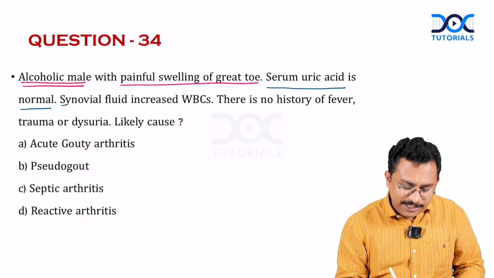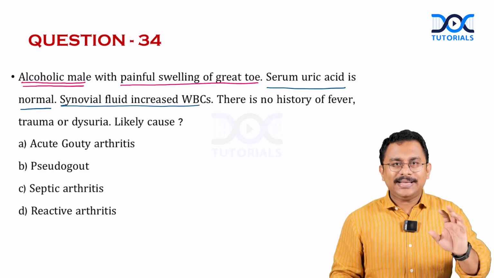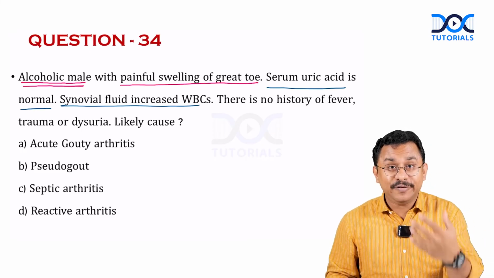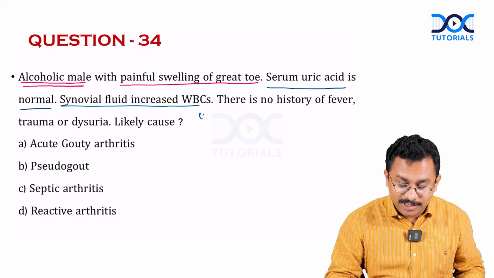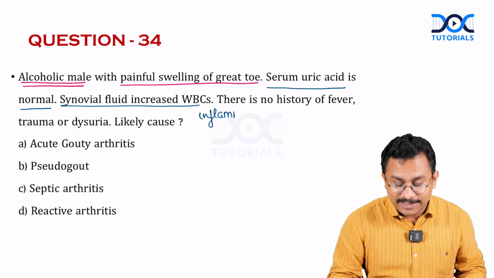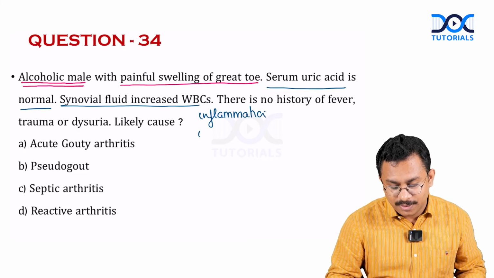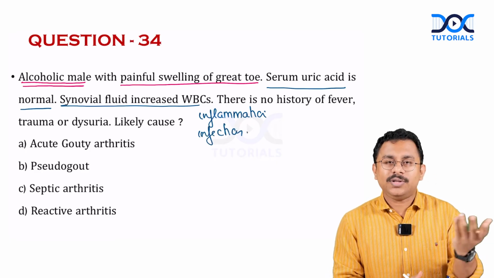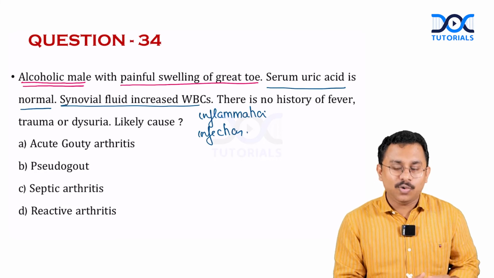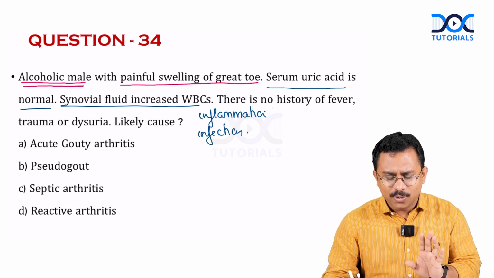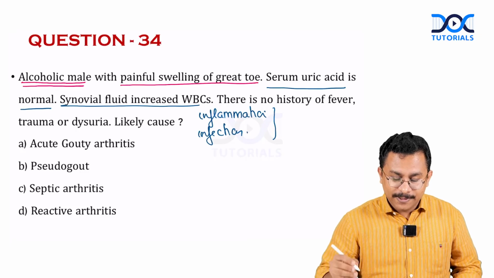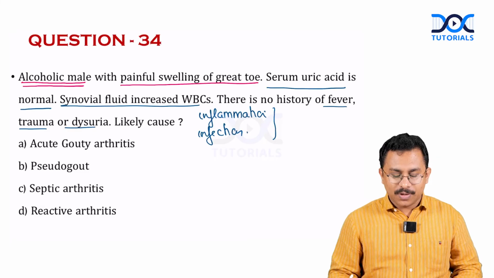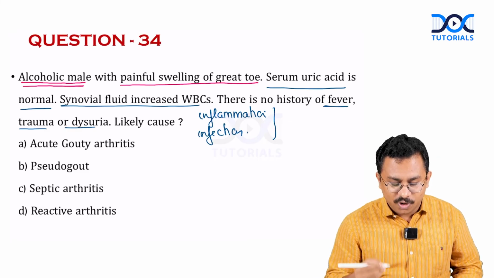Synovial fluid shows increased WBCs. Now that tells you either there is an inflammation or there is an infection. To make a definite comment, I need an exact WBC count in the synovial fluid, but the students have said that such a count was not mentioned. So I can just tell you either there is an inflammation or an infection. And they've said there is no history of any fever, trauma or dysuria.